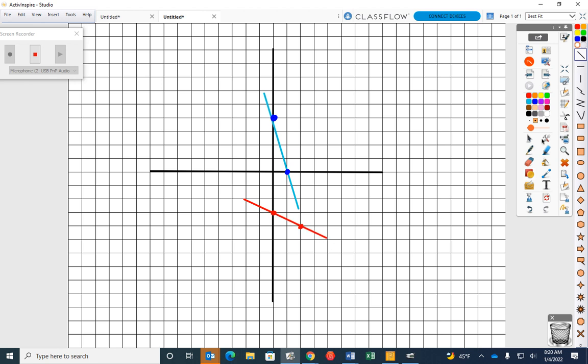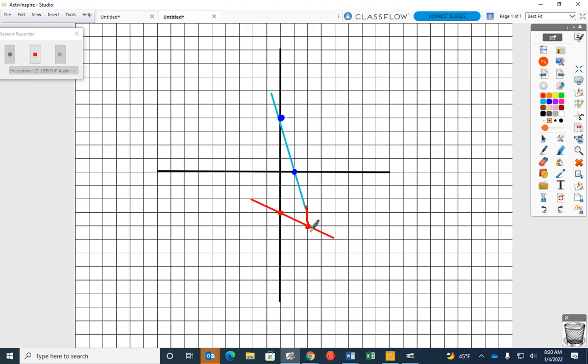Where does it look like these two are going to intersect? If we were to keep going right here, that would intersect where? Right there. What would the coordinates of that be? Over 2, down 4. 2, negative 4 would be my answer. Okay? Do we understand how this works? Is this difficult? This is not that hard. Now that you understand it, it's not that difficult, is it?